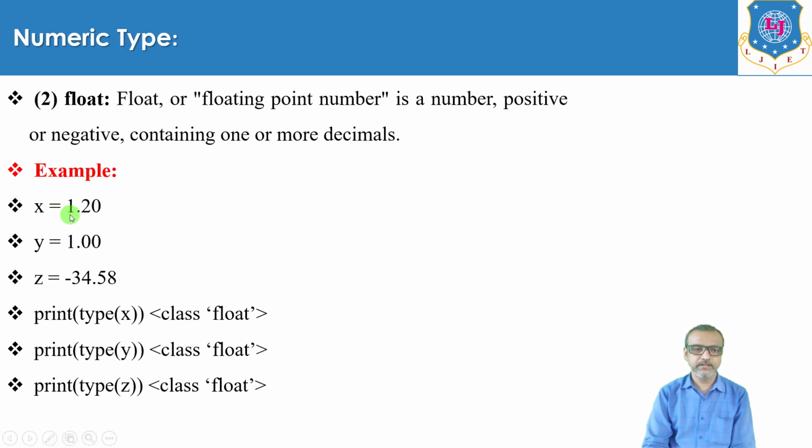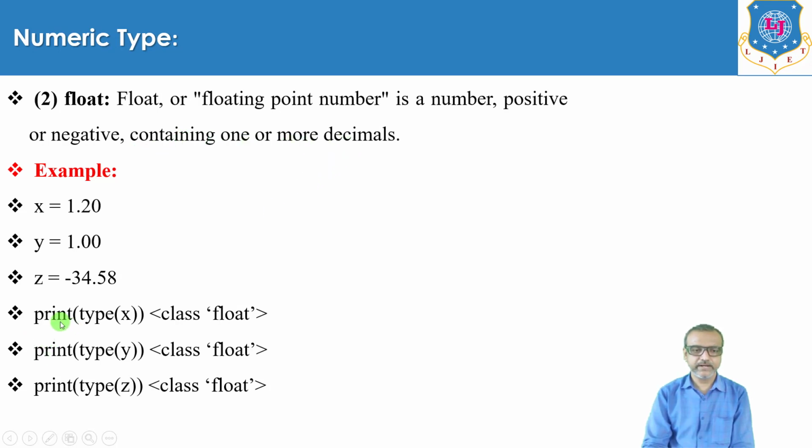For example, x equals to 1.20, you can see after decimal point we have two digits. Similarly, y equals to 1.00, you can see that after decimal point we have two digits, 00. Similarly, z equals to minus 34.58. So all these are float numbers. You have to just keep in mind, float numbers are nothing but a number, positive or negative, containing one or more decimals.